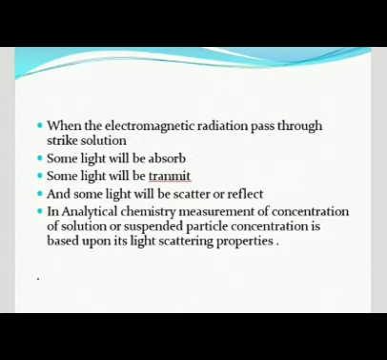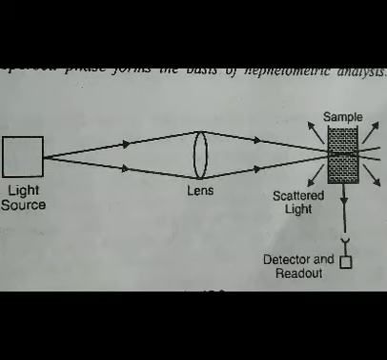When an electromagnetic radiation is passed through or strikes a solution, three phenomena occur. First, some light will be absorbed by the solution, some light will be transmitted through the solution, and some light will be scattered or reflected by the solution.